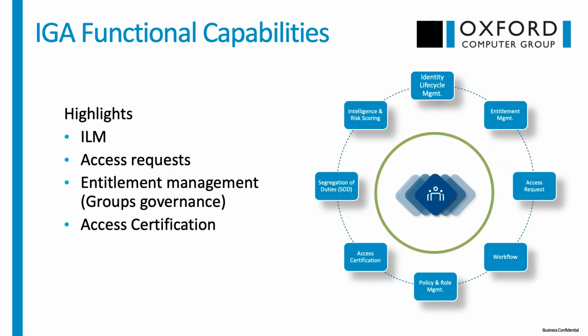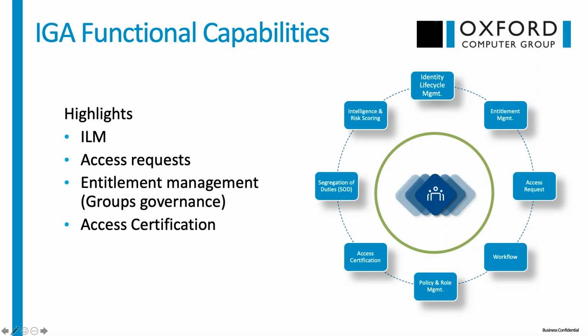So when we talk about IGA, information governance, there are several functional capabilities, and when we talk about that capability in Teams, we are particularly focused around just four of these. Of course, there's the identity lifecycle, so making sure that your joiner, mover, leaver processes are mature and that they're working for you. There's an access request process.